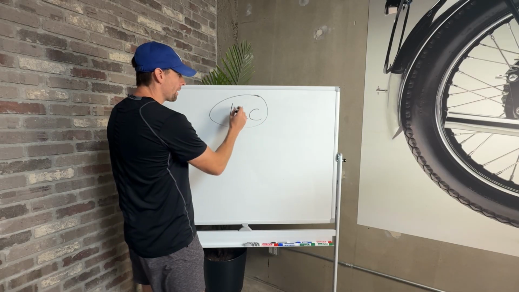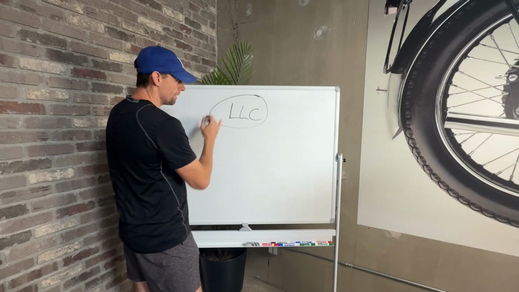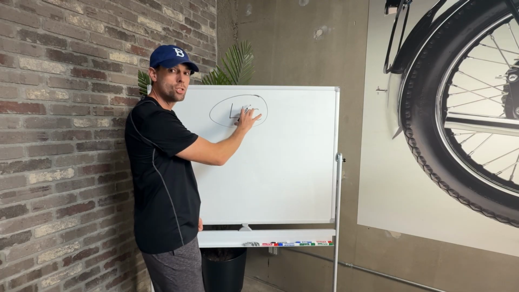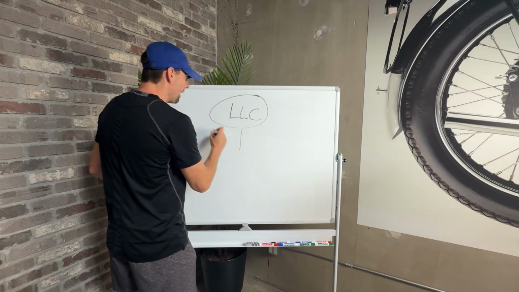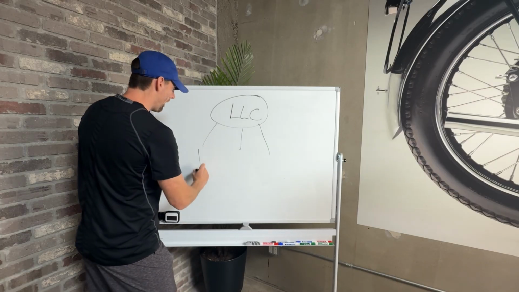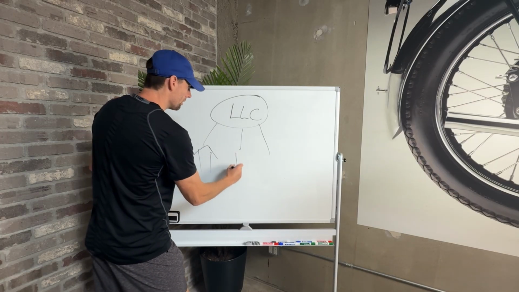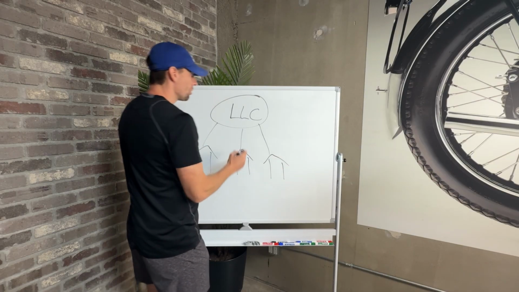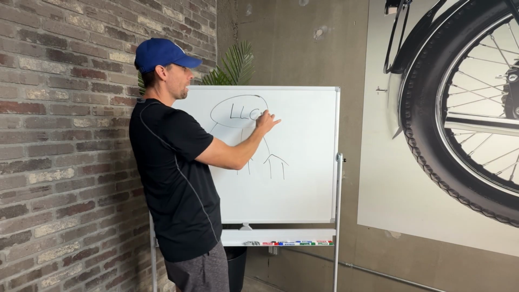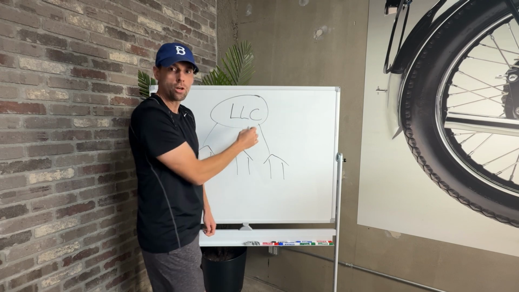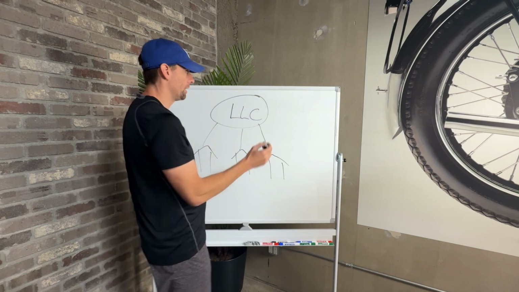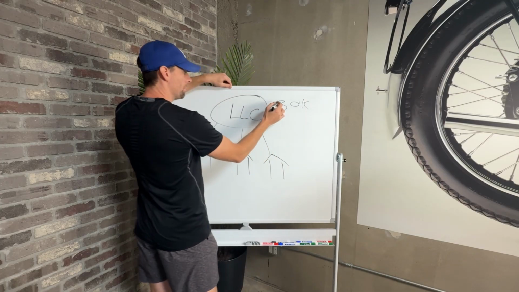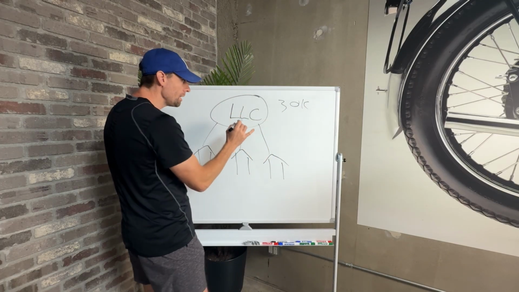So what happens is the LLC is the face of the business, and all the rental income is going to flow into the LLC, and then under that, we're going to have the houses that again are all in my personal name. So the rental income comes in here. Let's say there's $30,000 a month in rental income collected. So 30K collected here, and that comes in payable to the LLC.